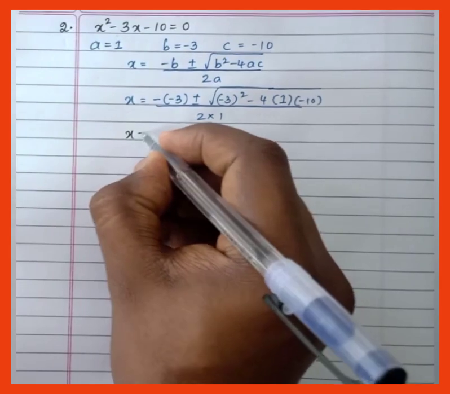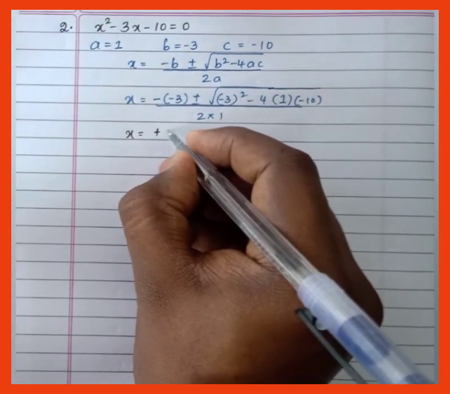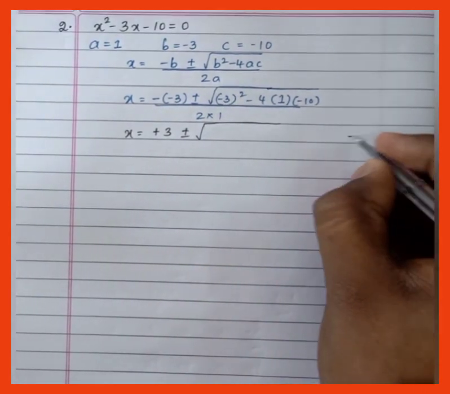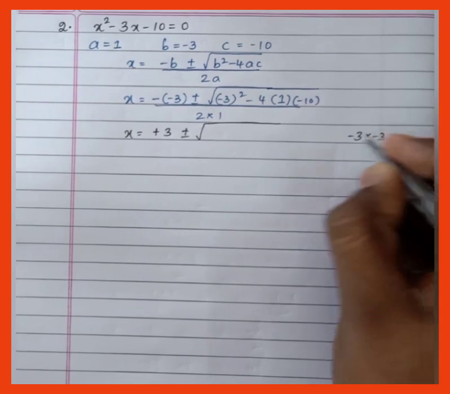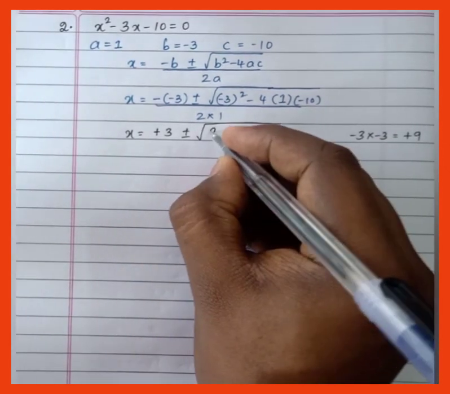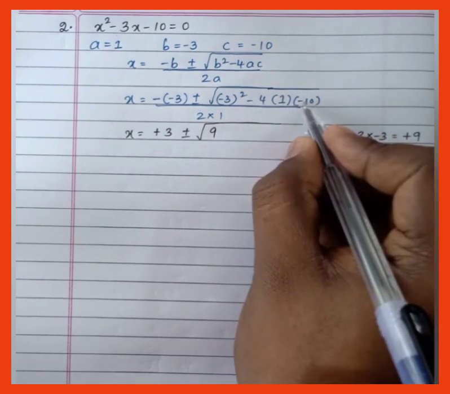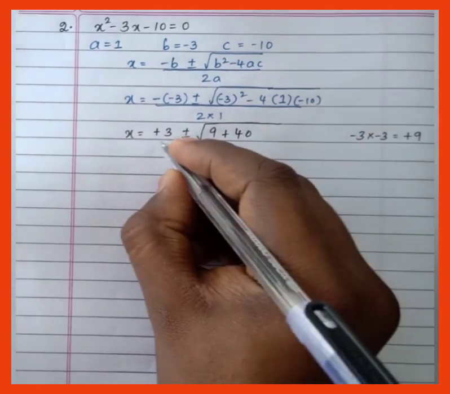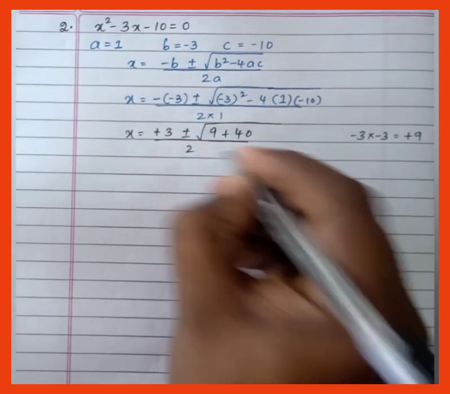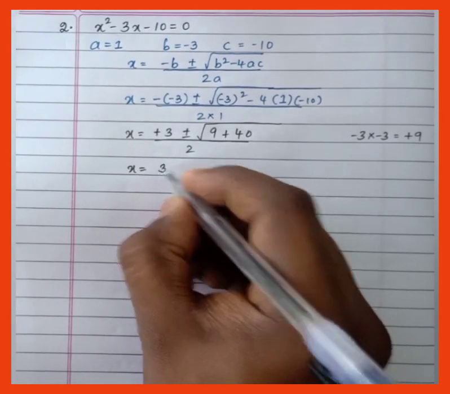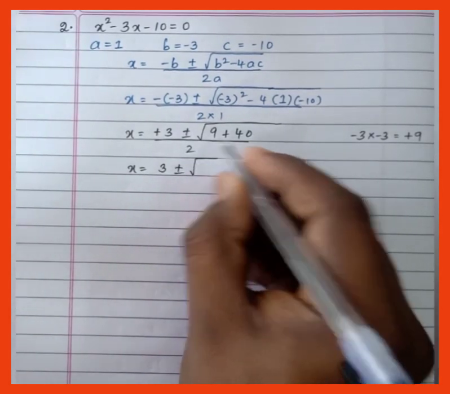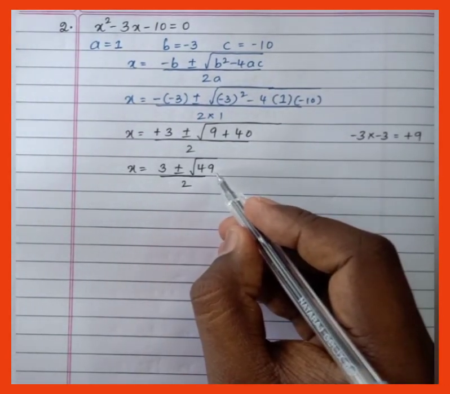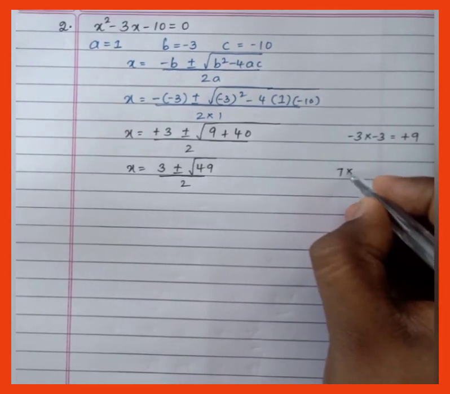Now the next step: minus into minus is plus, 3 plus or minus square root of minus 3 whole square, that is minus 3 into minus 3, what we get is plus 9. Now multiply the sign, minus into minus is plus, 4 ones are 4, 4 times 10 is 40, whole divided by 2 times 1 is 2. Now x equals 3 plus or minus square root of 9 plus 40 is 49, whole divided by 2. Now x equals 3 plus or minus square root of 49 divided by 2.